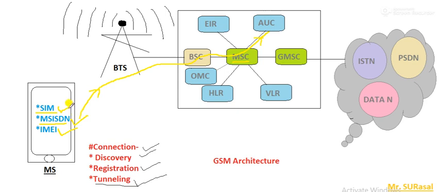So it might be the subscriber identity module, it might be the mobile station international subscriber directory number, or it might be the international mobile equipment identity. So this clubbed information will be passed to the MSC. The MSC will try to segregate the information. First of all, the SIM and MSISDN based information will be received by the authentication center, which will go through it.